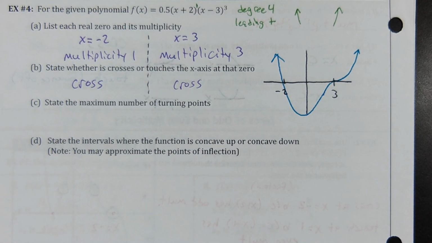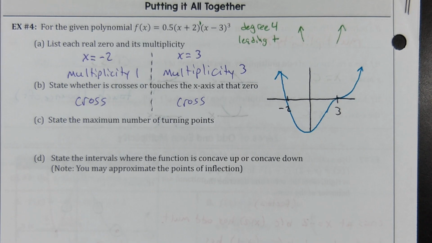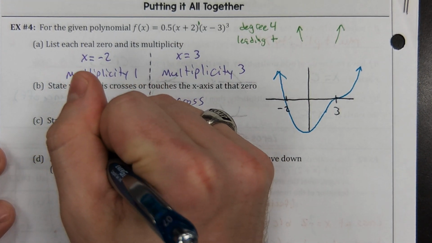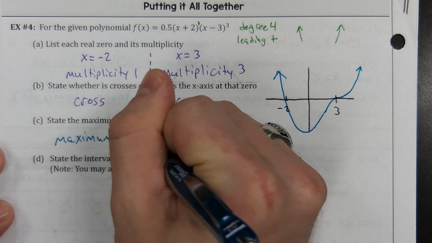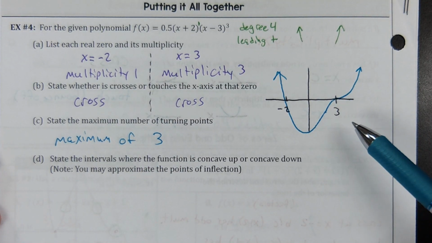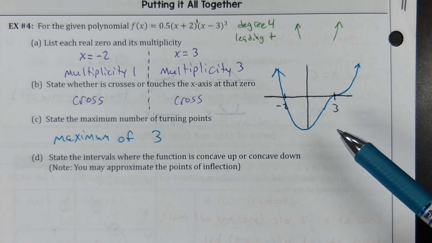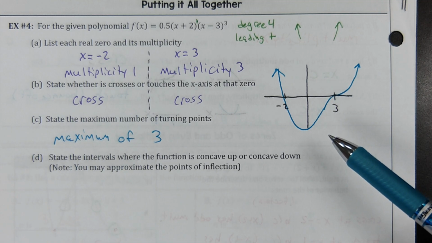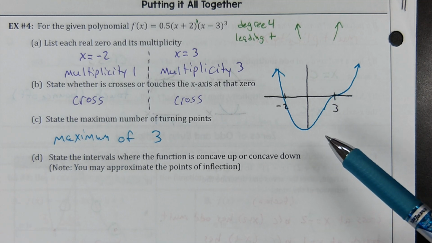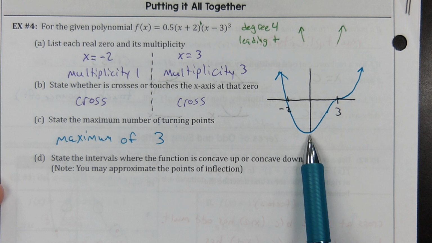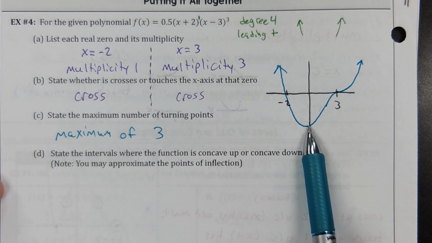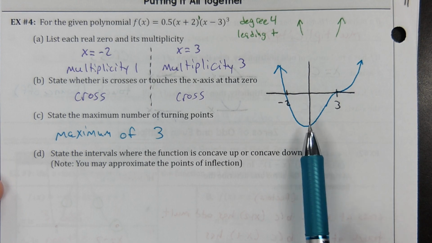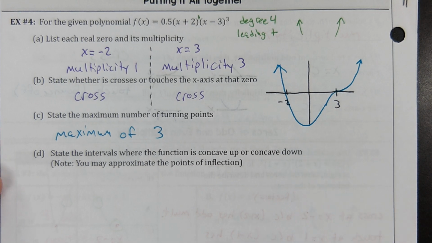What is the maximum number of turning points this degree 4 polynomial could have had? It could have had up to 3. But knowing that the graph looks like this, how many turning points does it have? Only 1, right here. It has 1 turning point. It could have had 3. It has 1.